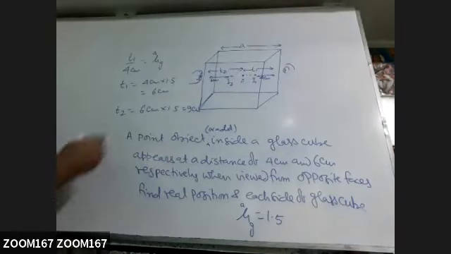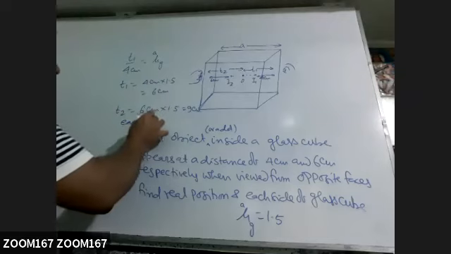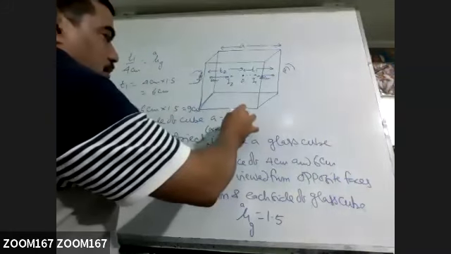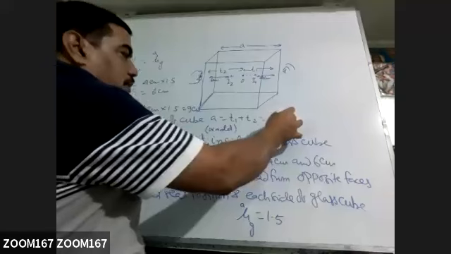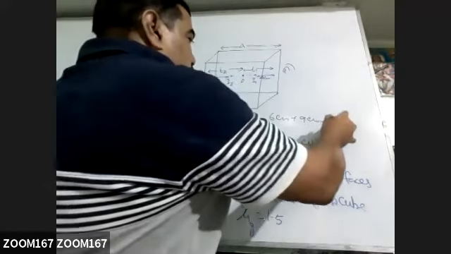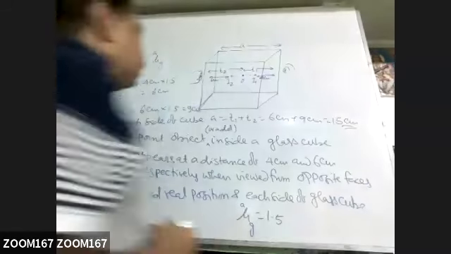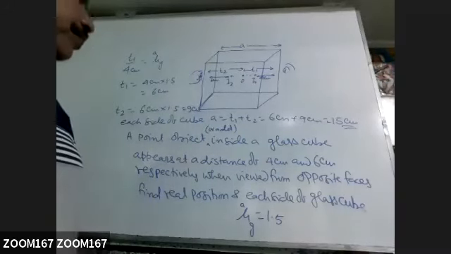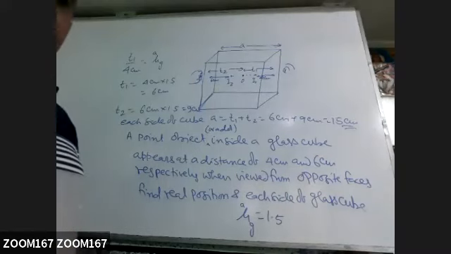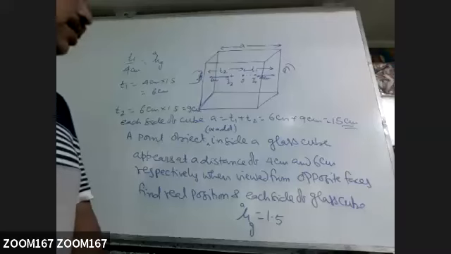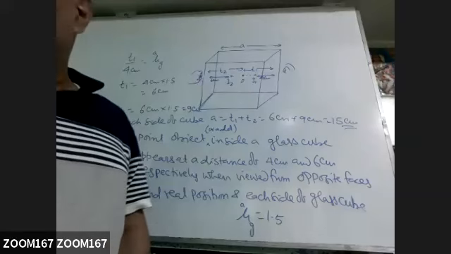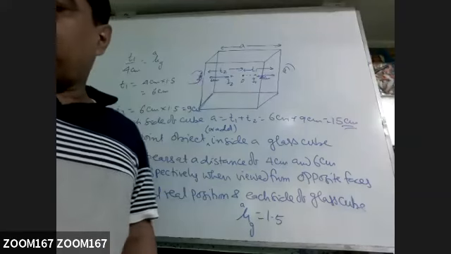What is each side? T1 plus T2, so it is 6 centimeter plus 9 centimeter, so it is 15 centimeter. Okay, this way you can solve the problem. Only 2-3 problems are given in your book, so we solved those. Next, we shall start the new topic, that is critical angle and total internal reflection. If you have any doubt, you ask. Otherwise, we will start the new topic.